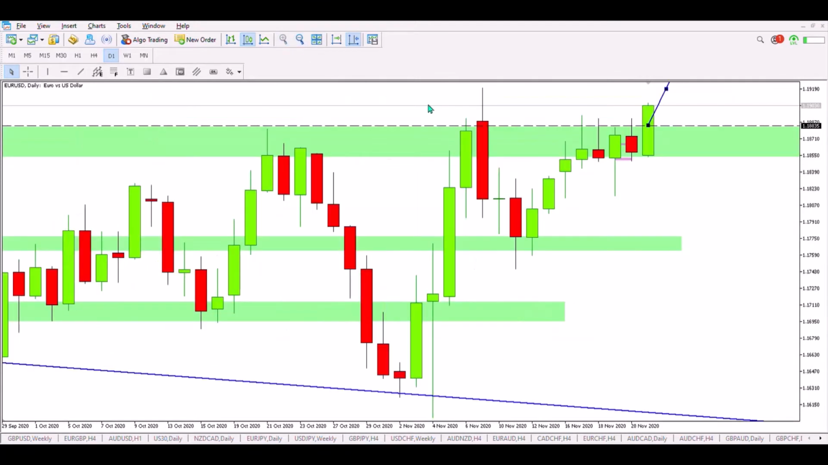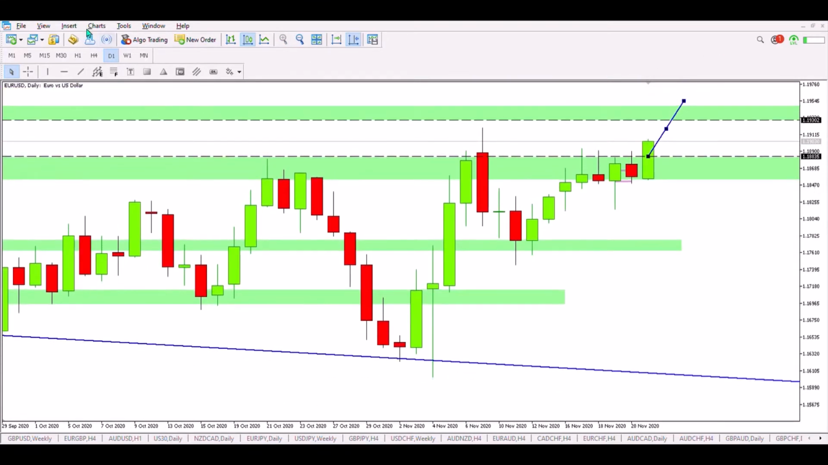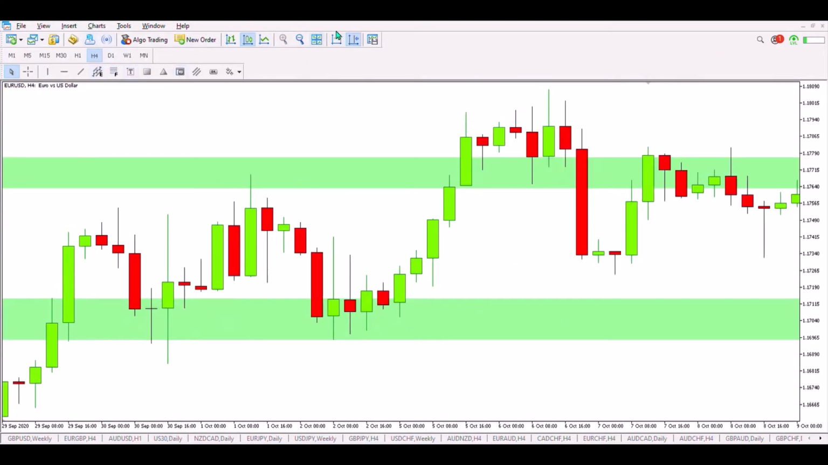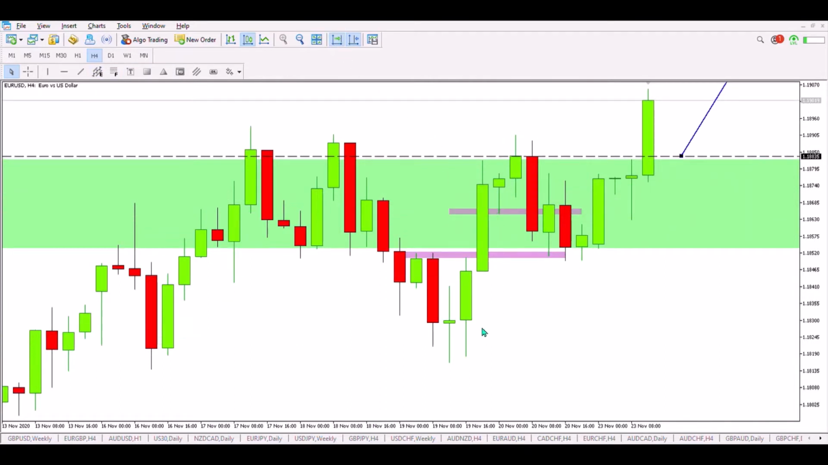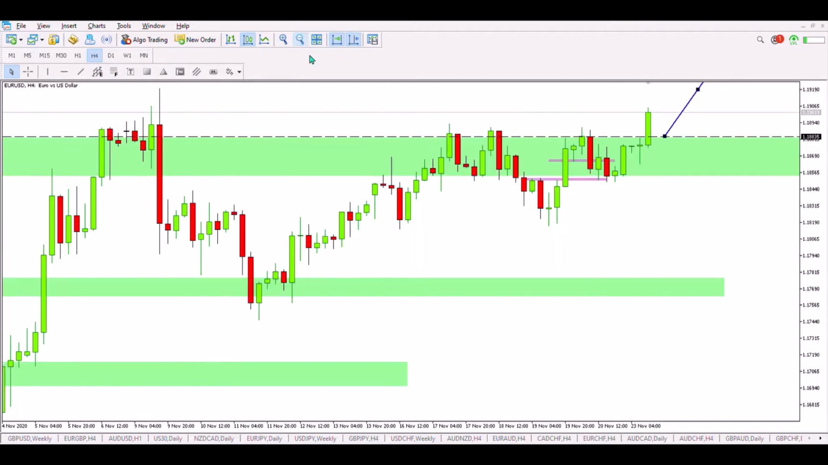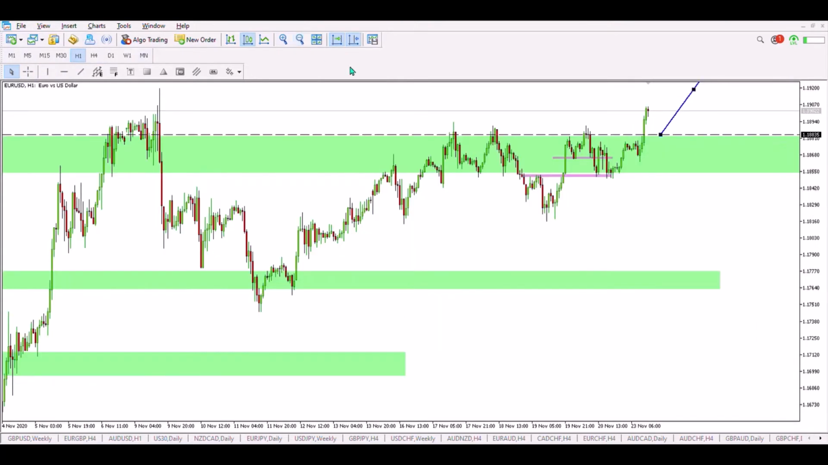And why do I think that this can continue to the upside? Because if we check out the chart very well, we can see this inverted head and shoulders formation, which can be not only a reversal when it's in a downtrend, but also a continuation when it's in an uptrend. So let's move to the 1-hour so I can show you better.